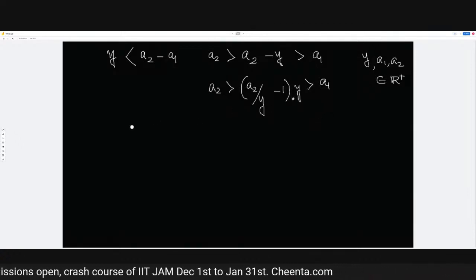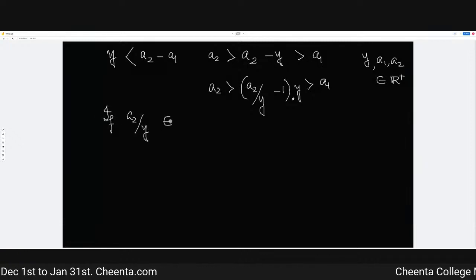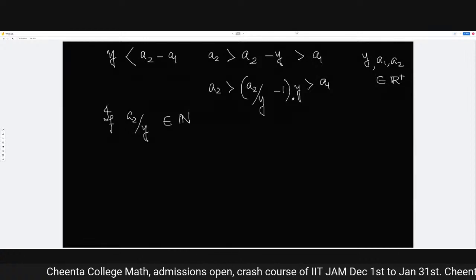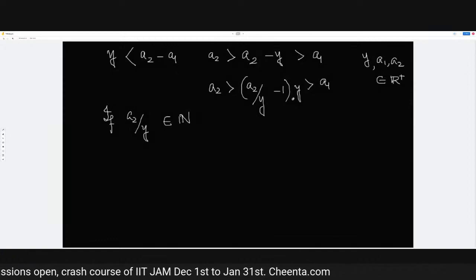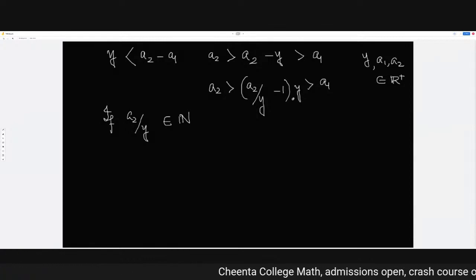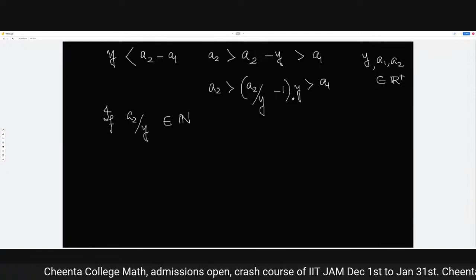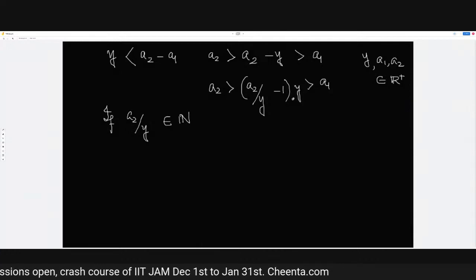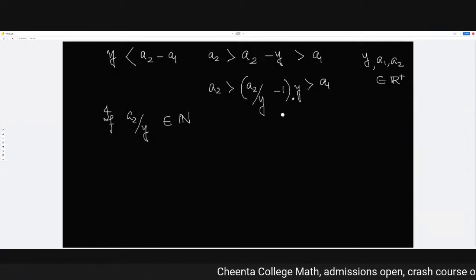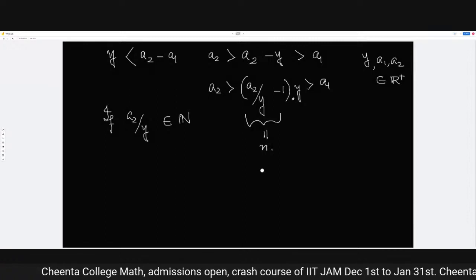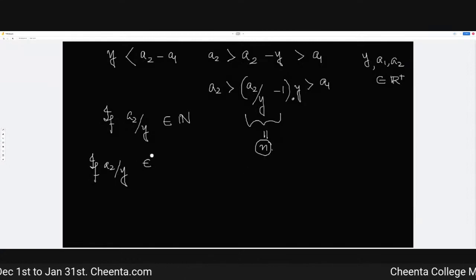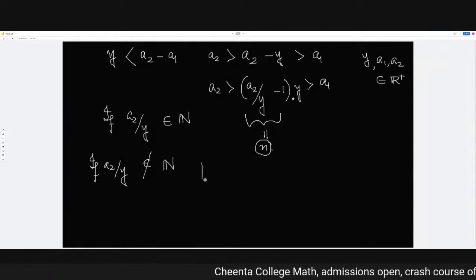So as you can see, if a2 by y is a natural number, it belongs to N, then you are done, right? If a2 itself becomes y, that is a case we are not considering, because we are considering the value of y to be less than a2 minus a1. If a2 is equal to y, then (a1, a2) becomes something different entirely. So we are not considering that case. What we are considering here is that if a2 by y belongs to N, then you are done, because then this is your choice of n. But if a2 by y doesn't belong to N, then choose the floor function.